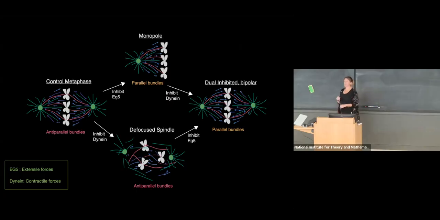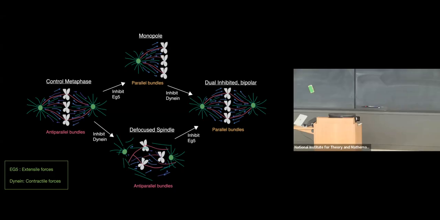Okay, and so this is a little cartoon to kind of sum up what I showed you. And so I just want to point out, right? So we think kinesin 5 has extensile forces, so it kind of slides the antiparallel microtubules. Dynein has more contractile forces. It will cluster the minus ends. And so if you look at this control metaphase spindle, you can see that it has all these antiparallel bundles. If you inhibit the kinesin 5, you end up with more parallel bundles at a monopole. If you inhibit dynein, you end up with antiparallel bundles, but spacing is kind of mixed up.